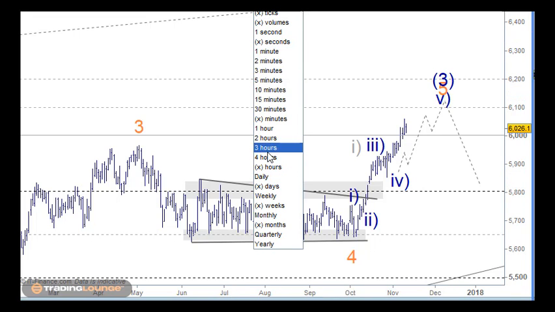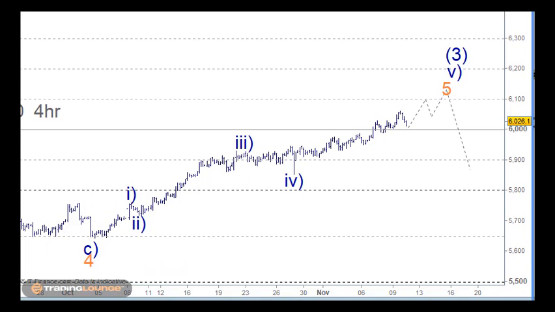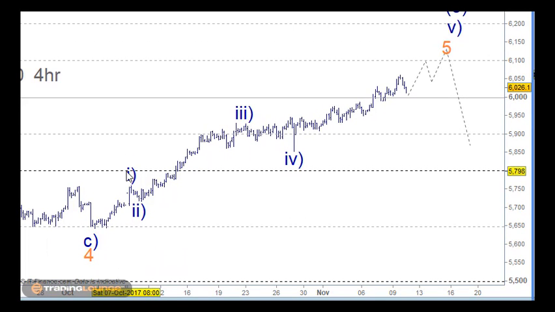So we can get a better glimpse of that on the 4-hour chart here. So on the 4-hour chart, we're looking at wave 1 here, wave 2 here, and wave 3 here, across to wave 4. And now we're counting 5 waves up in this particular structure coming up through here. So as we can see, it's extending out a little bit.